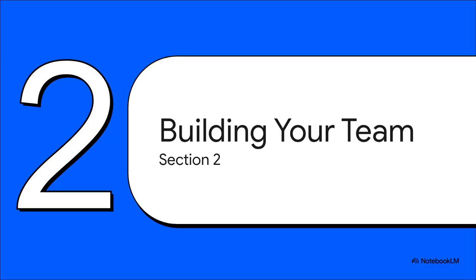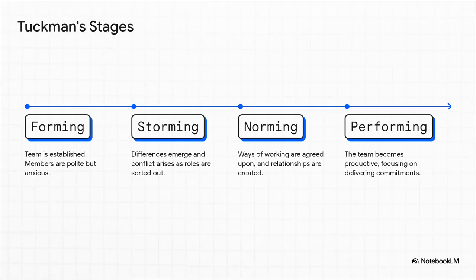Okay, you've identified and analyzed your stakeholders. Awesome. Now let's talk about the people who are actually doing the work, your team. And here's the thing, it's not enough to just throw a bunch of smart people in a room and hope for the best. You have to actively build them into a high-performing unit. There's a really famous model for this from a psychologist named Bruce Tuckman. He realized that pretty much every team follows a pattern.